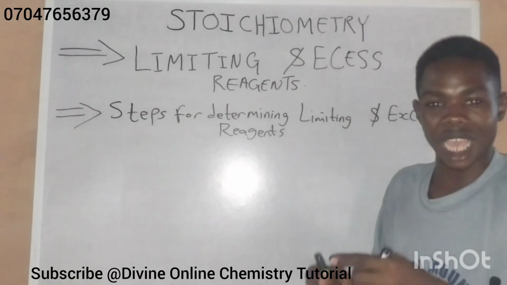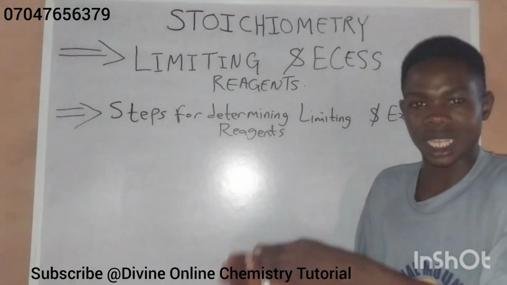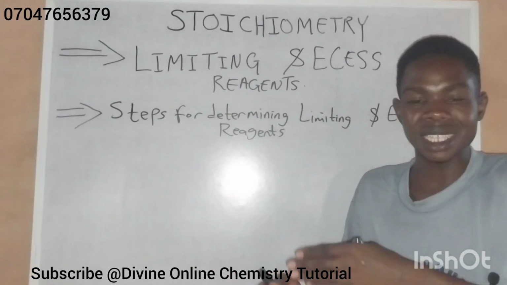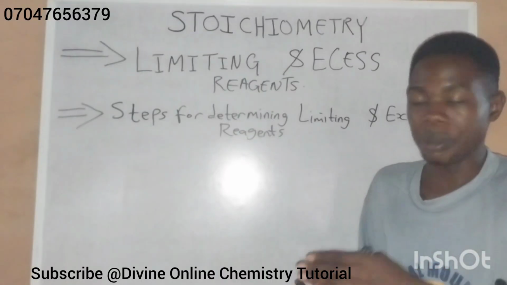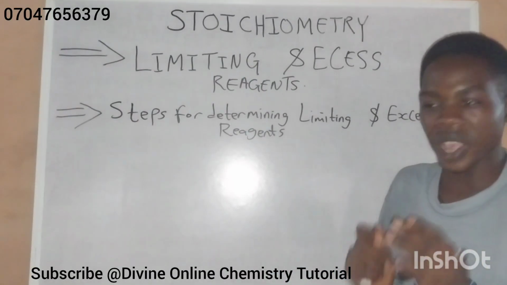Because we cannot just assume to say that this is the limiting reagent and that is the excess reagent. There are certain steps for determining limiting and excess reagent in a chemical reaction.